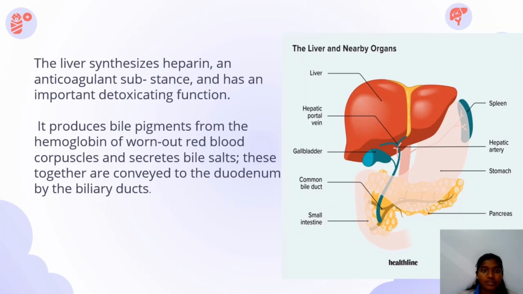The liver synthesizes heparin, an anticoagulant substance, and has an important detoxifying function. It produces bile pigment from the hemoglobin of worn out red blood cells and secretes bile salt. These together are conveyed to the duodenum by the biliary ducts.